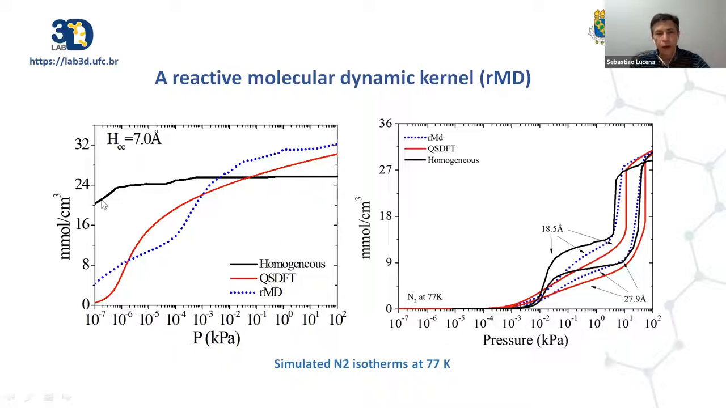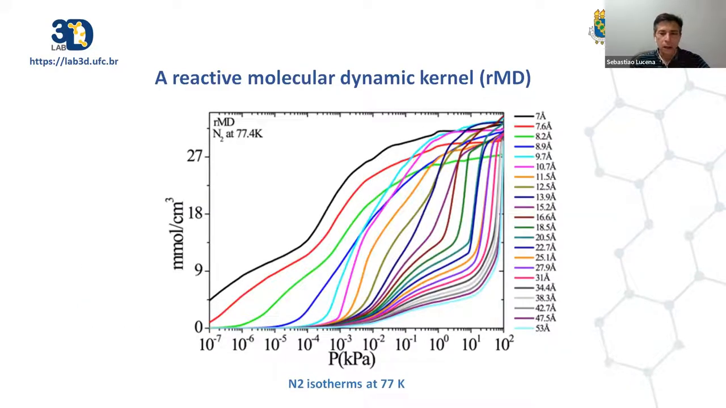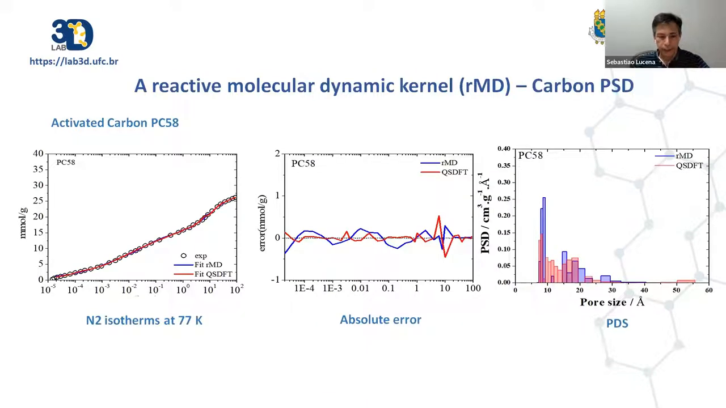We also include the homogeneous isotherms for comparison. When you increase the size of the pores, the divergence decreases, but we also note some difference. Again, the red line is quenched solid DFT, the blue dots are the reactive model, and the black line is the homogeneous model. This is again the complete kernel.